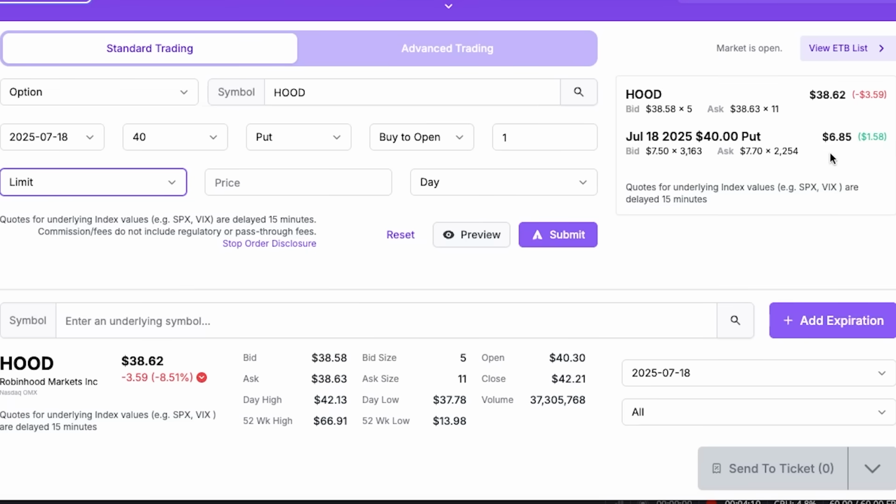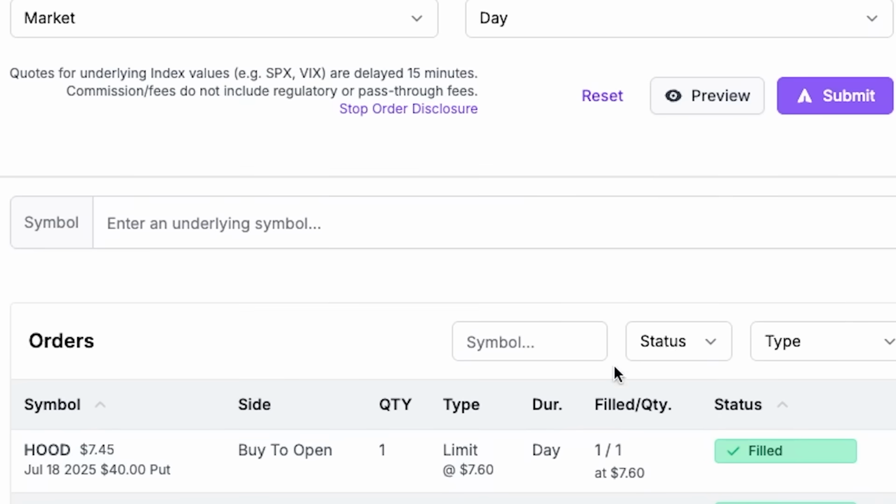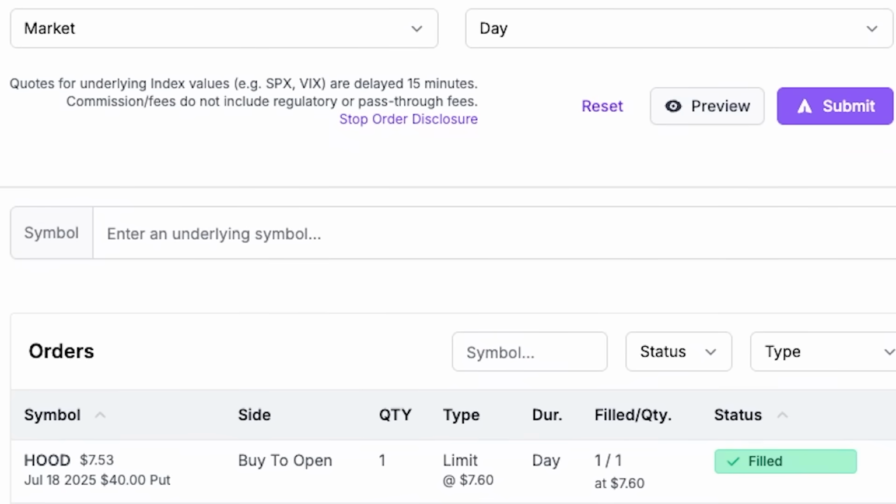Again, it's saying 685, but that won't get filled when I have my bid-ask at 750, 770. So I'm going to go ahead and put in 760 to see if we can get a fill. Okay, good. That one filled at 760. So that is the number that I want to get over. I actually want a credit for the sold puts. Now let's go in search of the sold puts.